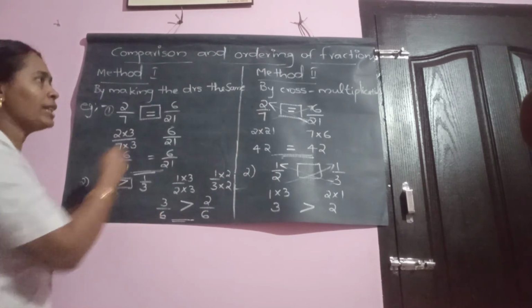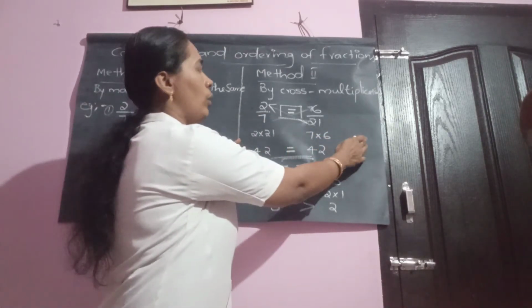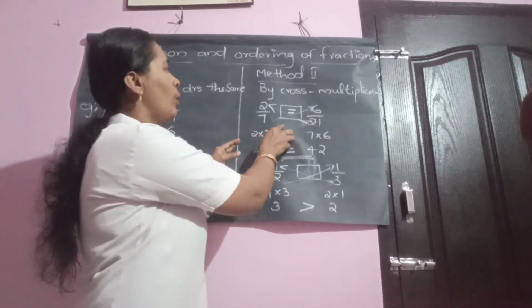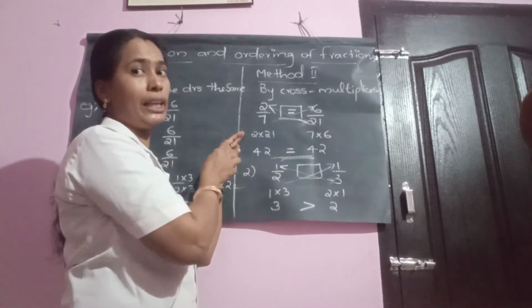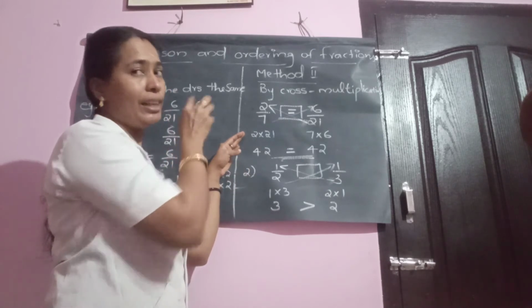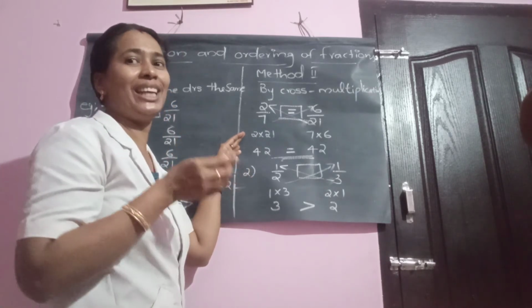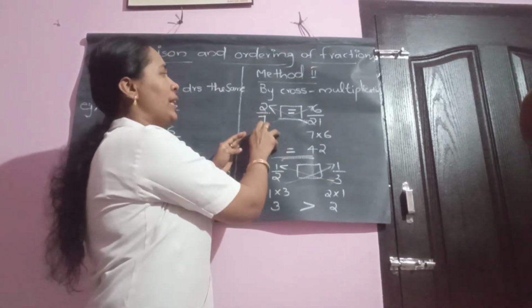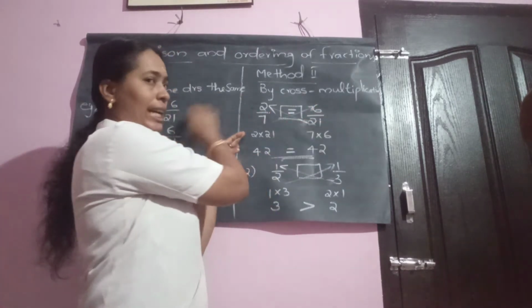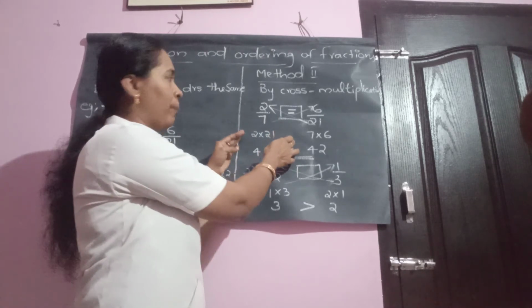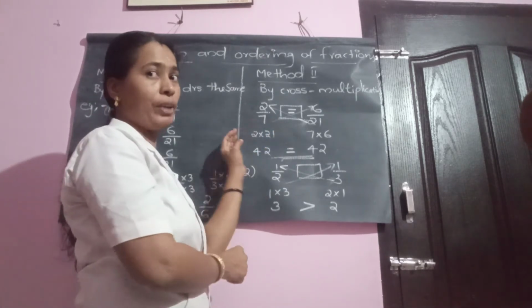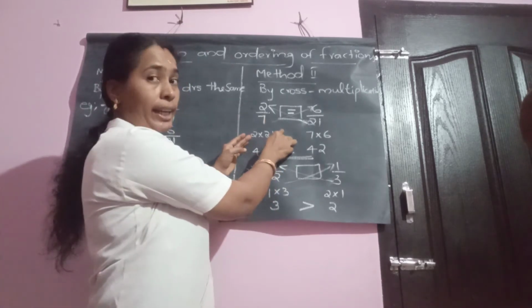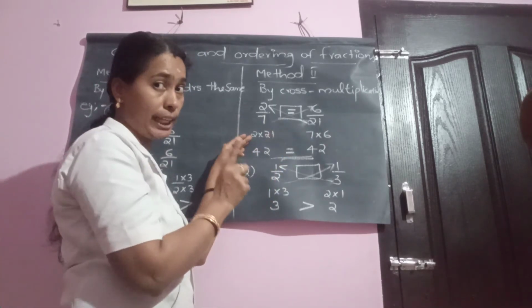Let us move to the other one. Method 2 is called cross multiplication. Cross multiplication is a little bit easier than the previous one, at least for the teacher; I don't know whether it is easy for you. Anyway, let us try. So 2 by 7 and 6 by 21. The teacher has used the same numbers here also. What you have to do is cross multiplication. So two arrow marks. Look at which way the teacher has drawn, and follow the same method.